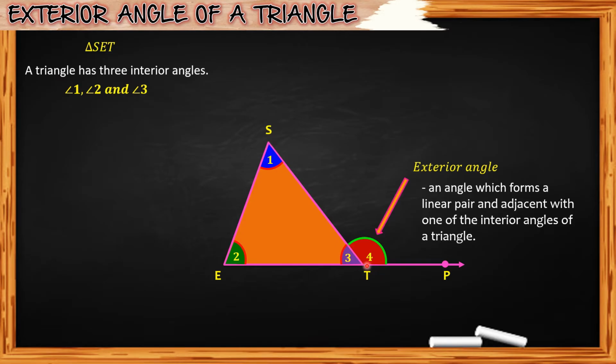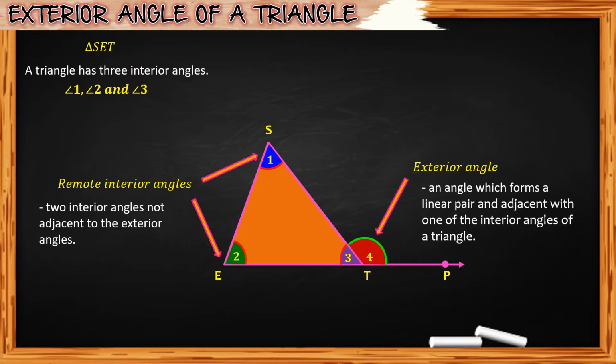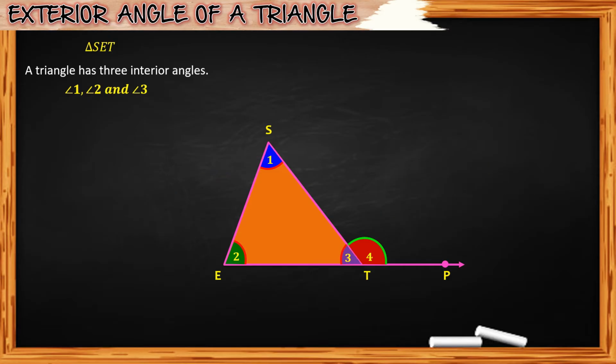Another, we have what we call the remote interior angles. From the word remote, these are the angles far away from the exterior angle. Or, these are the two interior angles not adjacent to the exterior angle. So we have angle 1 and angle 2. Now let's have the given measures.